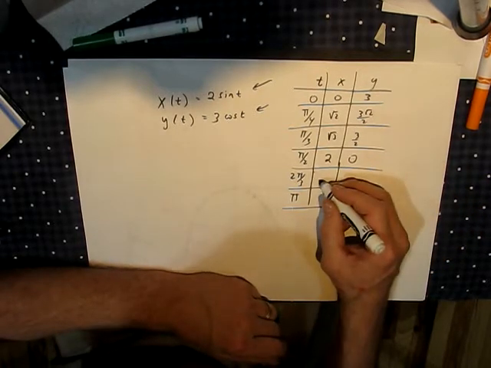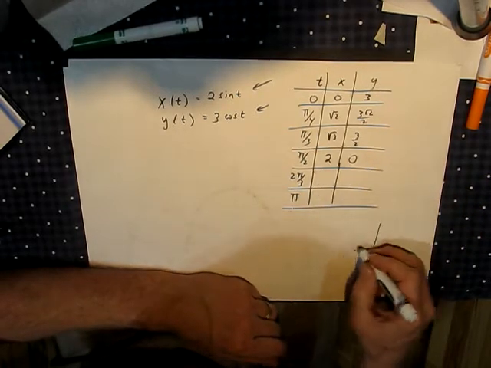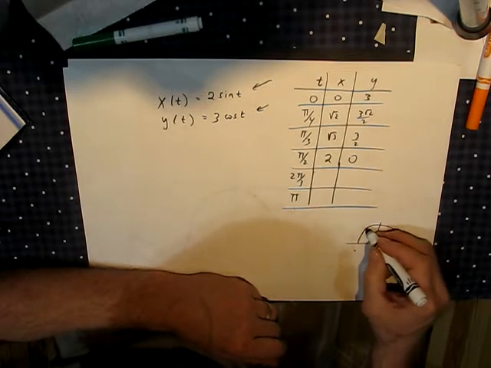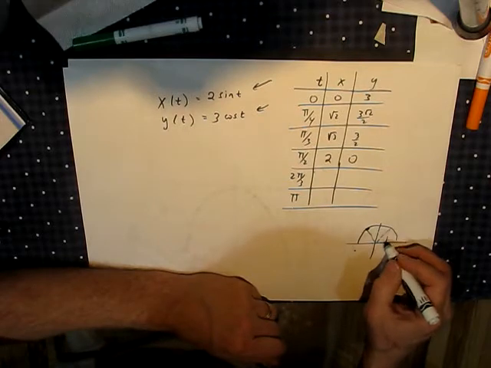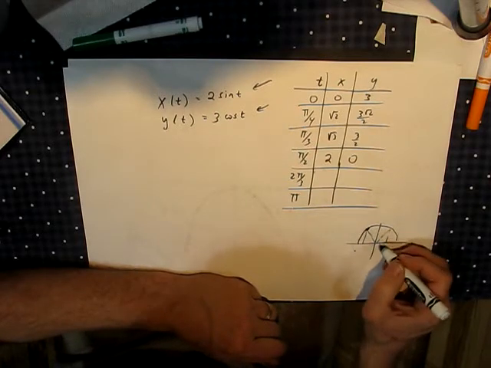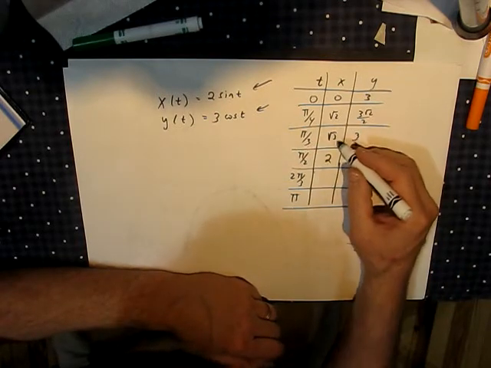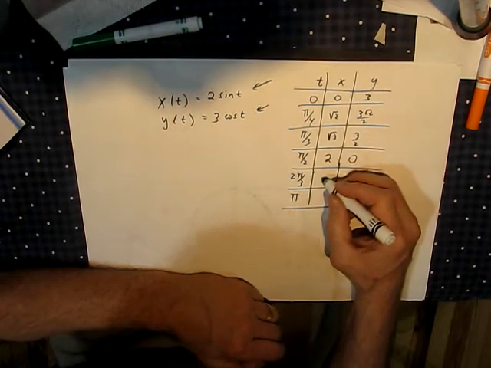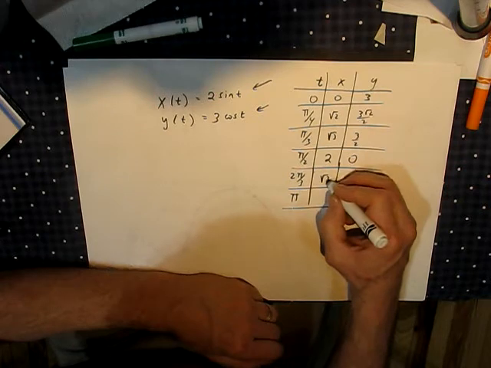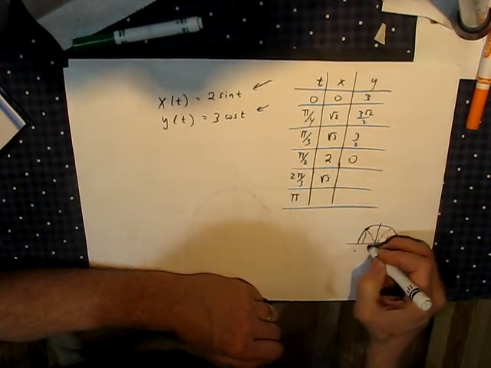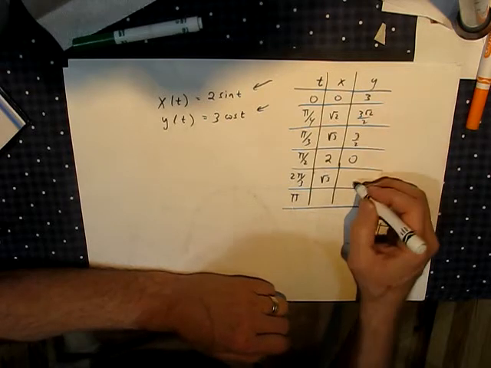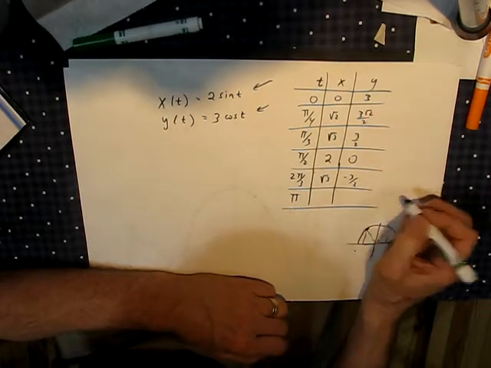Now 2 pi thirds, if you don't memorize it, it's okay. Here's pi thirds, there's 2 pi thirds, so we're over here. The sine is still the positive value, so at pi thirds it was square root of 3 over 2, so at 2 pi thirds it's still square root of 3 over 2 times 2 is square root of 3. But the cosine now has become negative, which used to be 1/2 is now negative 1/2, so this will be negative 3/2.